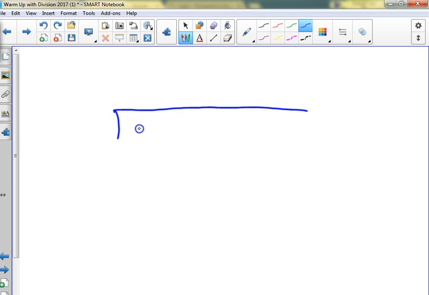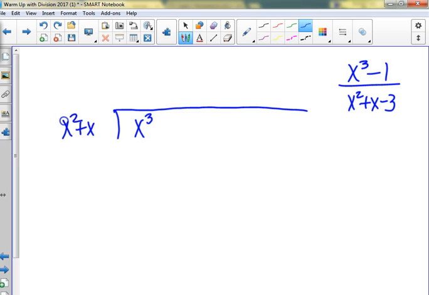Okay. Let's do x cubed. This is the original question. X cubed minus 1 divided by x squared plus x minus 3. Okay. What are we going to do when we go to write it out? Yes, I would put a 0x squared and a 0x, and then I had a minus 1. Can you try that? See how it goes.